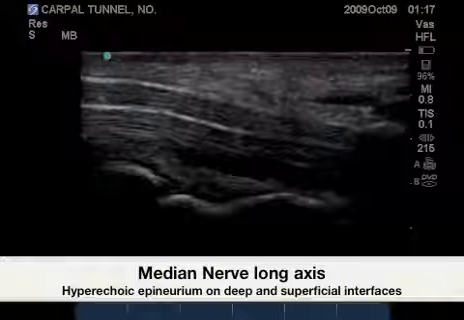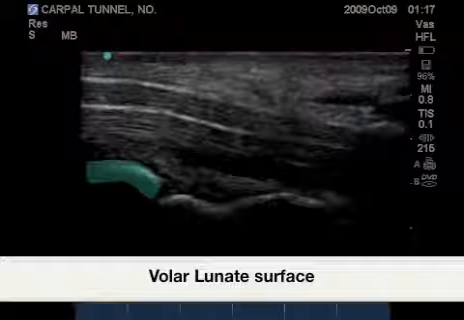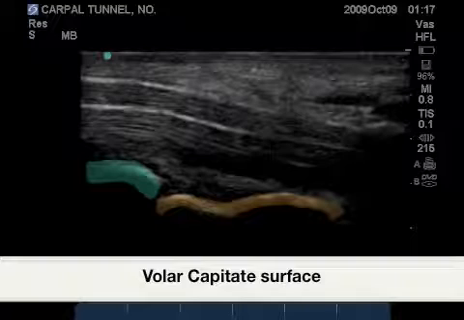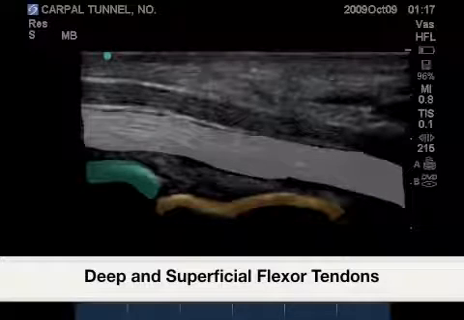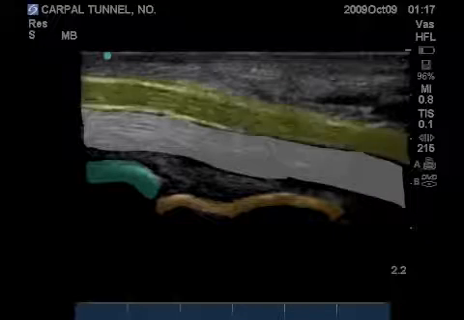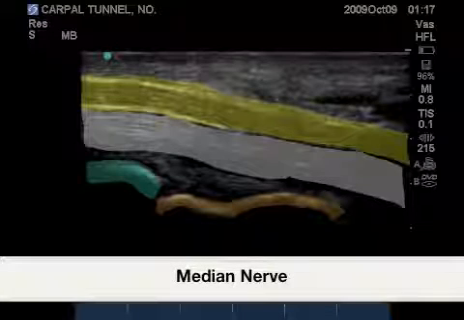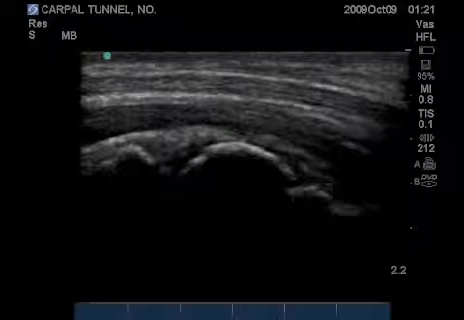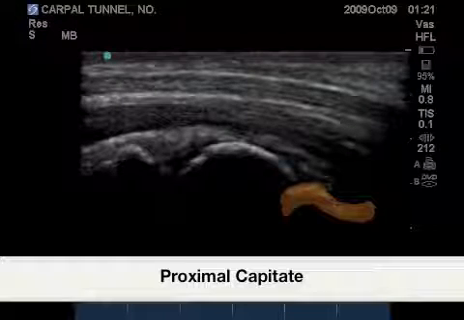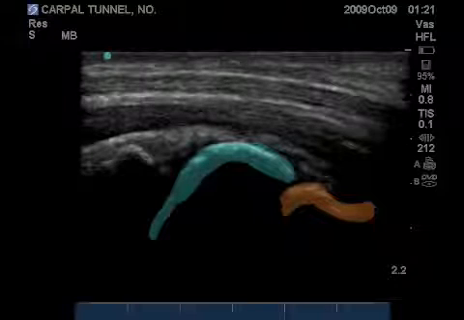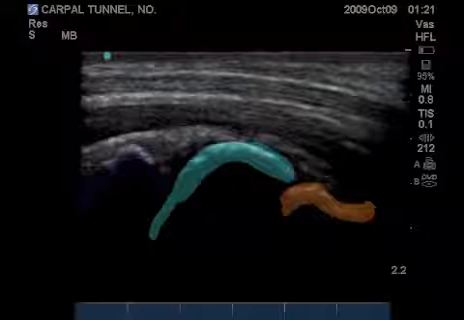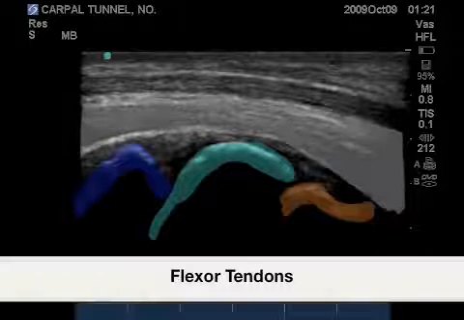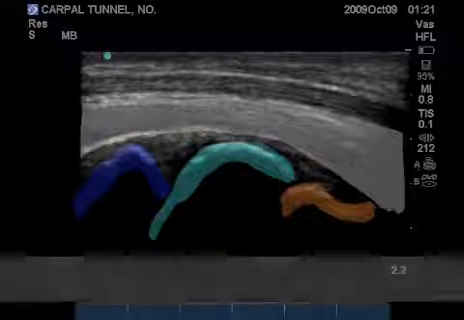Highlighted is the volar lunate surface, followed by the volar capitate surface, which is bell-shaped. The deep and superficial flexor tendons, highlighted in white, and yellow representing the median nerve. Seen here is the proximal carpal tunnel. Highlighted is the proximal capitate surface, lunate surface, and distal radius in blue. As seen before, we have the deep and superficial flexor tendons, followed by the yellow representing the median nerve.